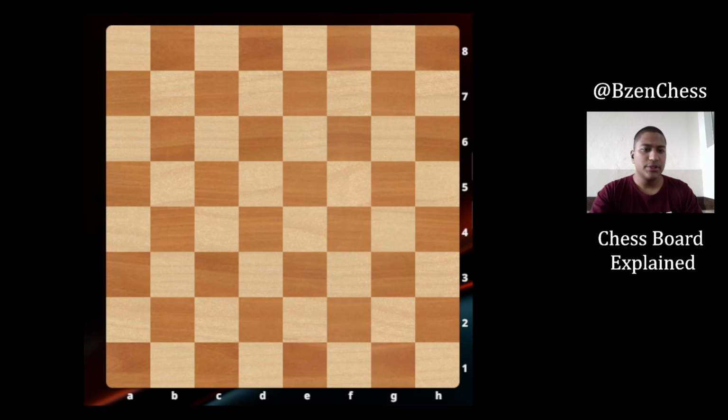So how the chessboard is set up is that you always have the light colored square on the bottom right. So if I flip the board to black's perspective, you will have the light colored square on the bottom right from their perspective too.